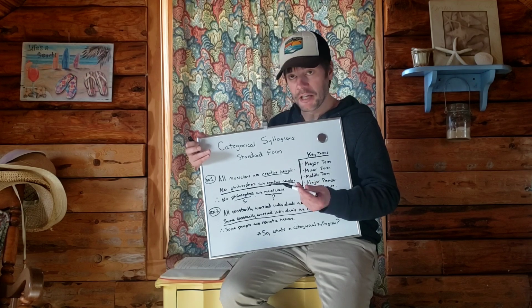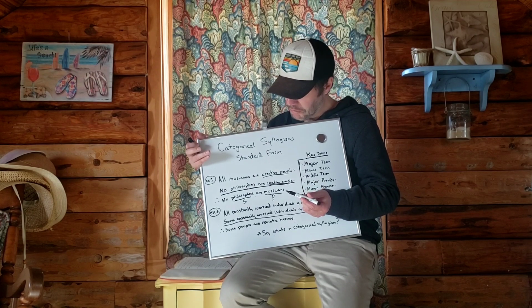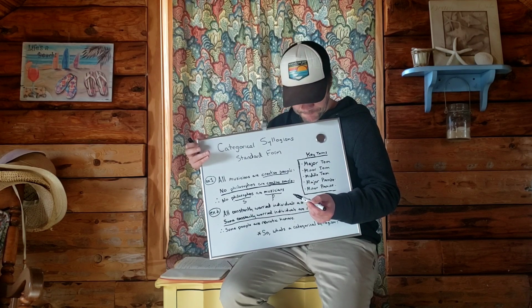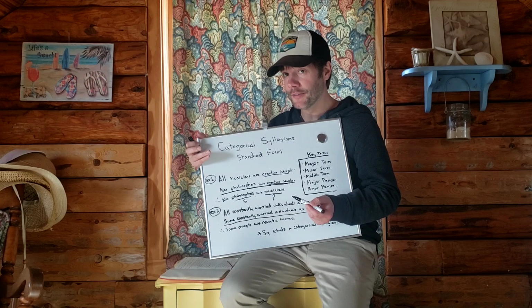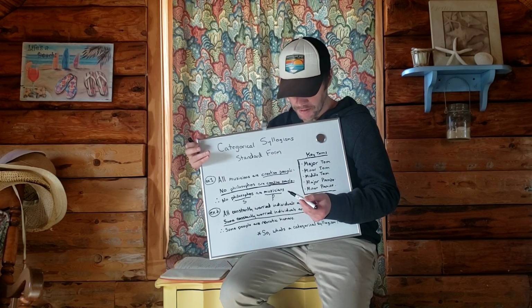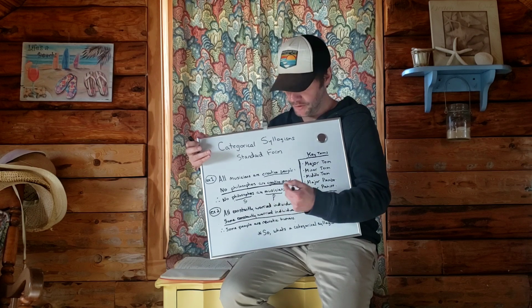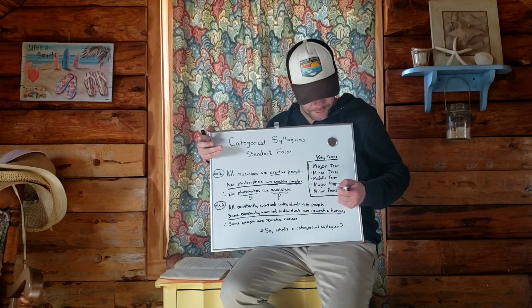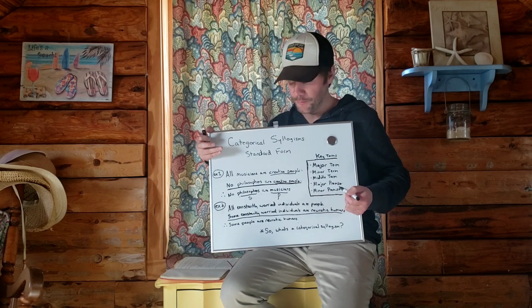If we read the whole argument, it's kind of fun. All musicians are creative people, all philosophers are creative people, and no philosophers are musicians. I don't know if that's true or not. I like to consider myself a philosopher and also a musician, but maybe I'm not good at either of them. Do you have to be good to be a philosopher and good to be a musician? All right, we also have the major premise and minor premise as terms, which are really easy.